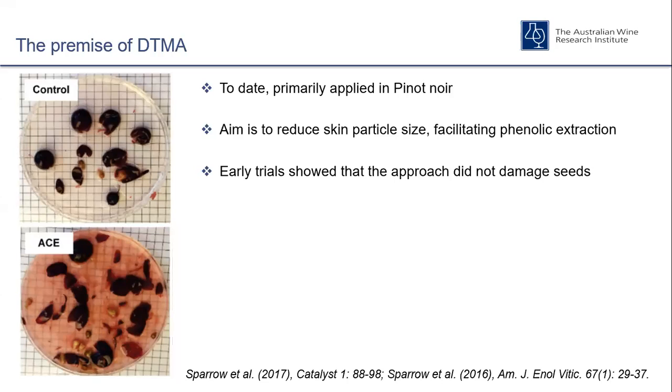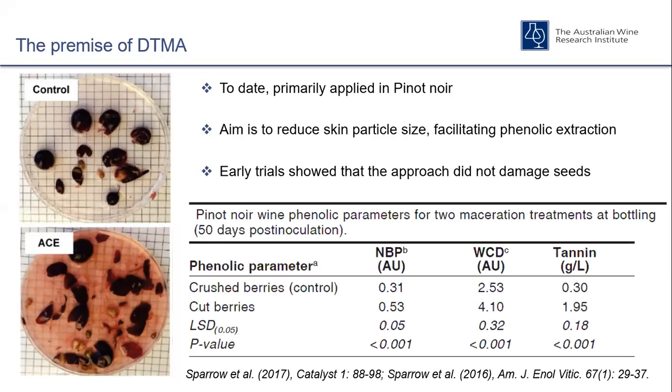So the work that Angela did earlier was primarily done in Pinot Noir, and she used this technique to really reduce skin particle size with the idea of facilitating colour and tannin extraction for Pinot Noir, which we know tends to be a much lighter variety. Her early trials showed that the approach did not damage seeds, and we've since confirmed that with other work. And so mainly the tannin that is extracted is coming from increasing the cut edges of that skin, so it's primarily skin tannin.